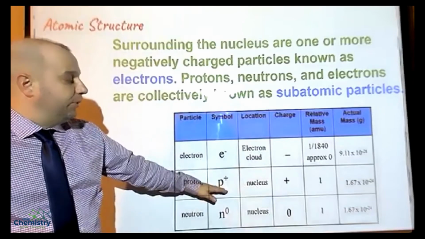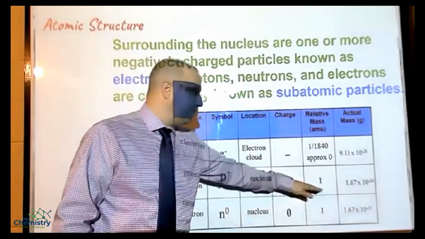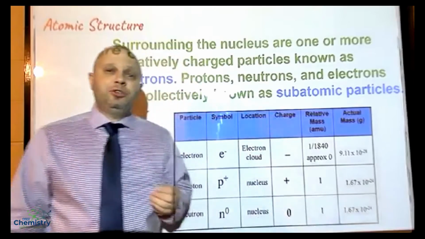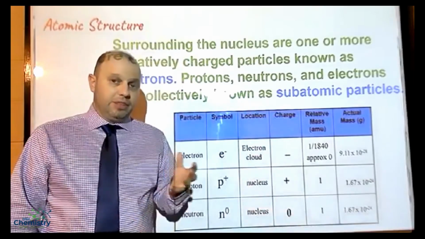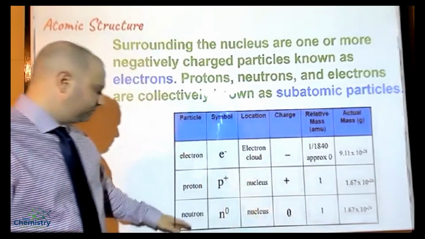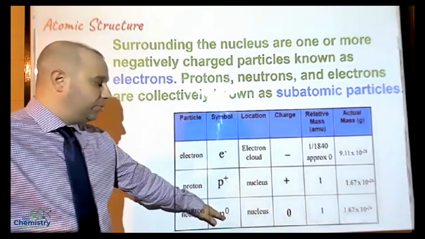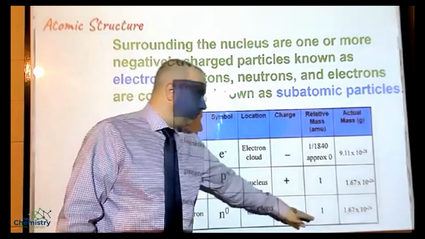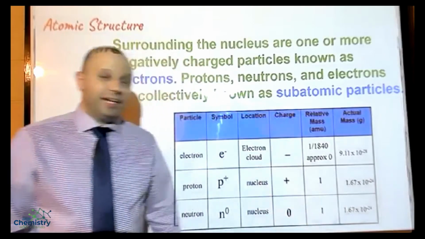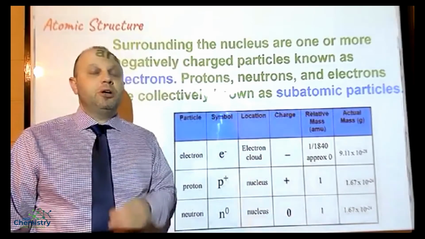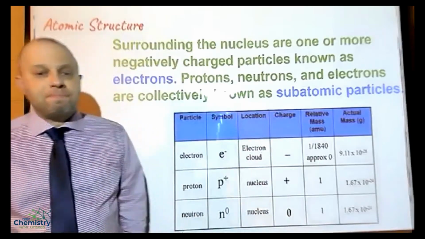If we look at a proton, obviously also incredibly small, but still 2,000 times larger than an electron, we use the symbol P with a positive sign for protons. They're located in the nucleus and have a +1 charge. In terms of atomic mass units, we use 1 AMU as the mass of a proton. And then finally, neutrons have no charge, so N with a 0. They're in the nucleus, have no charge, and have the same approximate mass as a proton. Again, also incredibly small, but still thousands of times bigger than an electron.